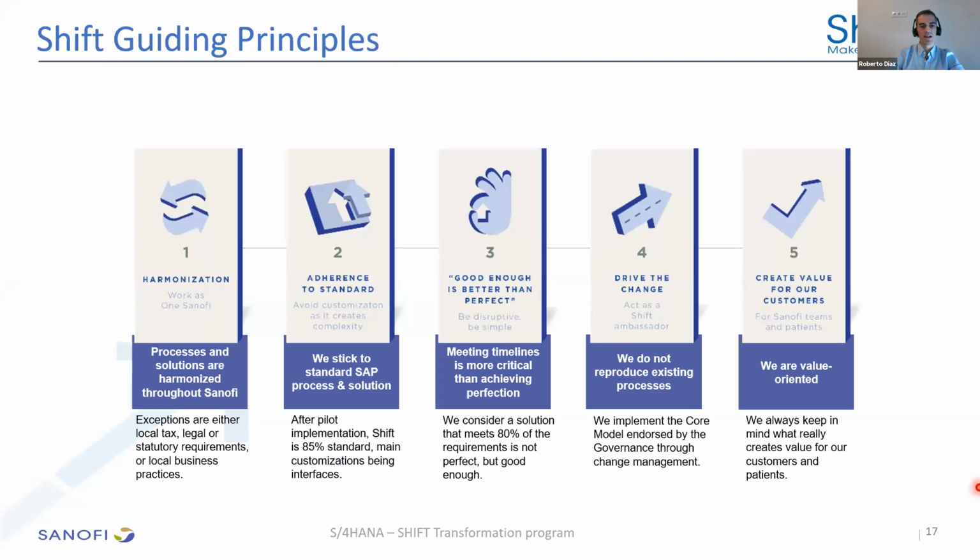The SHIFT principles are, first, harmonization. We create global processes through all the company. 2, adhere to standard, so we try to minimize as much as possible the customizations. 3, good enough is better than perfect, so meeting timelines is more critical than achieving perfection. 4, drive the change. And 5, create value for our customers. It's not here, but it's also nice: try to be nice with the Fiori and mobility.